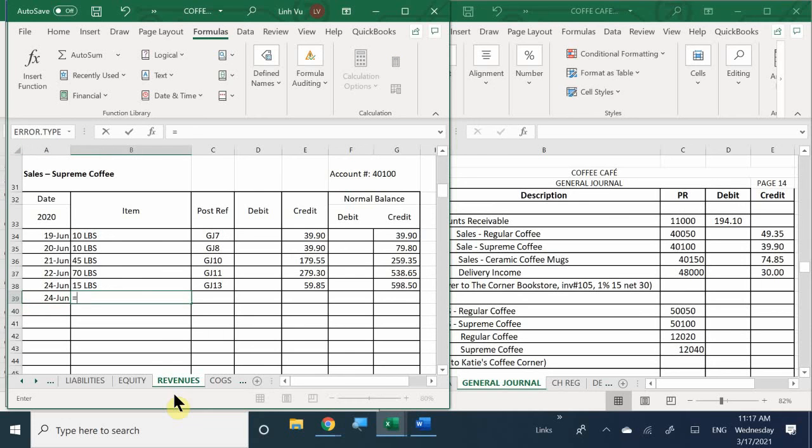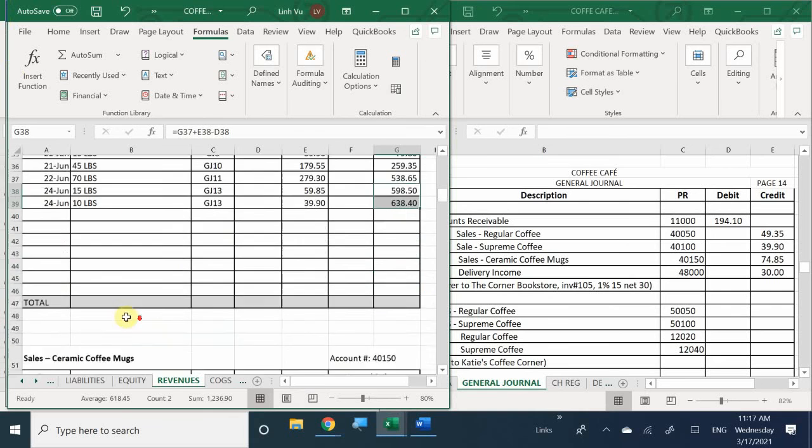And how many pounds of Supreme coffee did I sell? 10. Ooh, not that one. This one. 10 pounds. Right? Here you go. And I sold it for $39.90. So what is my total amount here? 58.40. Good.